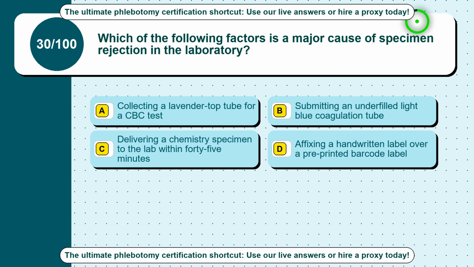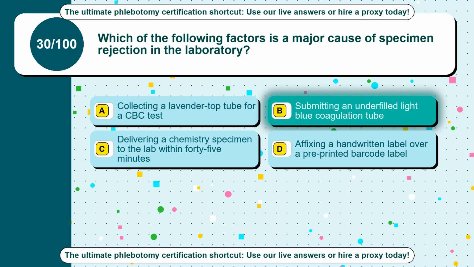Question 30. Which of the following factors is a major cause of specimen rejection in the laboratory? Option A, collecting a lavender top tube for a CBC test. Option B, submitting an underfilled light blue coagulation tube. Option C, delivering a chemistry specimen to the lab within 4 to 5 minutes. Option D, affixing a handwritten label over a pre-printed barcode label.